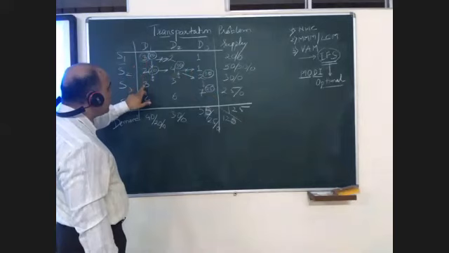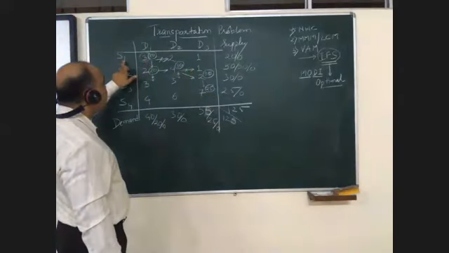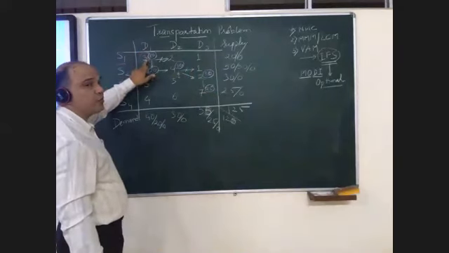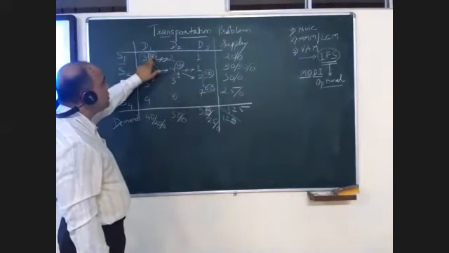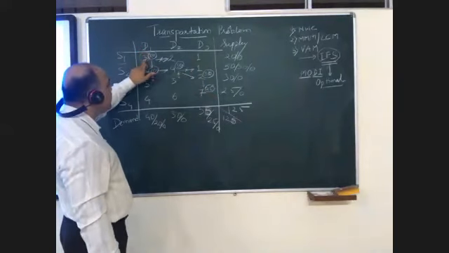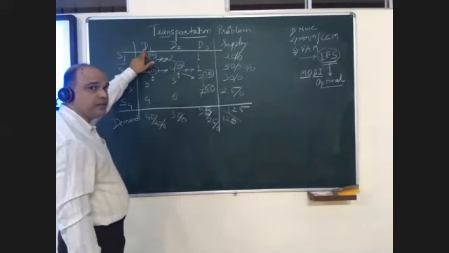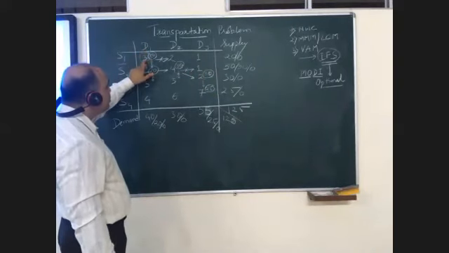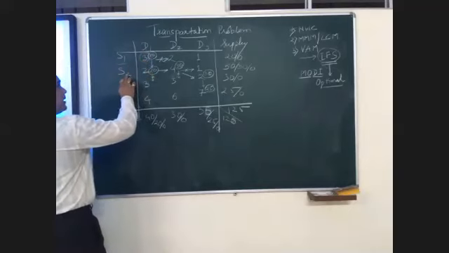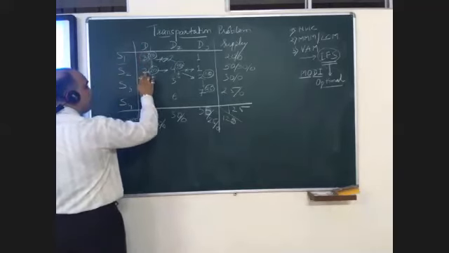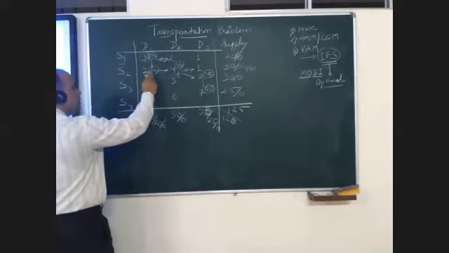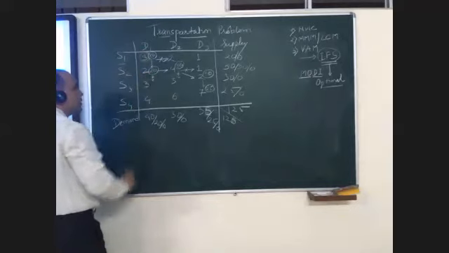These figures are costs. If I supply 1 unit from S1 to D1, I have to spend 3 rupees. And how many am I supplying? 20. So total cost of S1 to D1 will be 60 rupees. Is that clear? 20 into 3. From S2 to D1, the per unit transportation cost is 2, and I am supplying 20. So the total cost is 40.